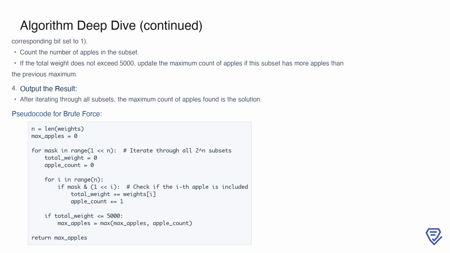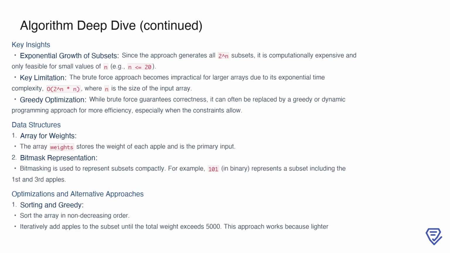This brute force method ensures that we explore all possibilities, but as the size of the input n increases, the exponential growth in the number of subsets makes this approach computationally expensive. While the brute force method guarantees accuracy, it is highly inefficient as the number of subsets grows exponentially with the size of the input. Specifically, the time complexity of this approach is 2^n * n, where n is the number of apples.